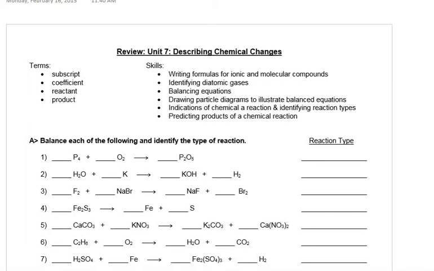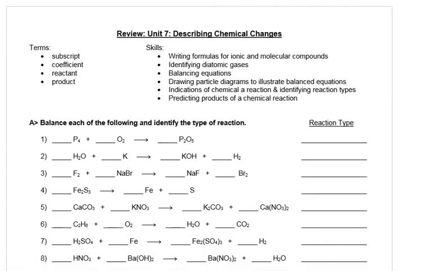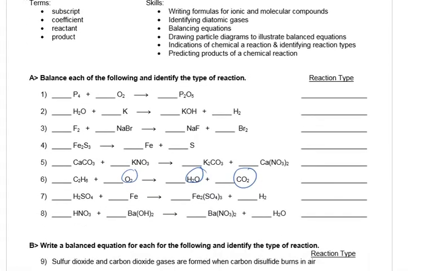So, first one, pretty straightforward. You're going to have to balance reactions and tell what reaction type it is. The 5 reaction types you need to know are synthesis, decomposition, single replacement, double replacement, and combustion. The way you're going to be able to recognize a combustion reaction is by the oxygen on the left and the H2O and CO2 on the right. If it is missing any one of these 3 components, it is not a combustion reaction. So, balancing and identifying types of reactions.